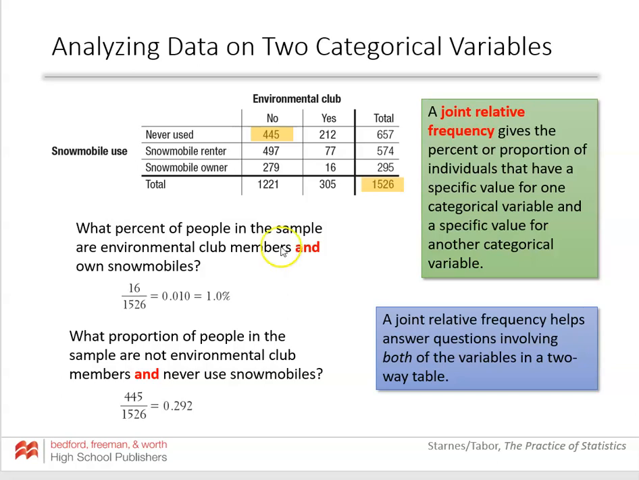Notice how this is different than if we had done marginal, right? A marginal would be like what proportion of people are not in the club, right? That would have been 1221 out of 1526. Or if we had done conditional, you know, what percent of people not in the club have never used snowmobiles? That's different. Joint relative frequency is usually going to use the word and, right? They're not just giving you a single condition.